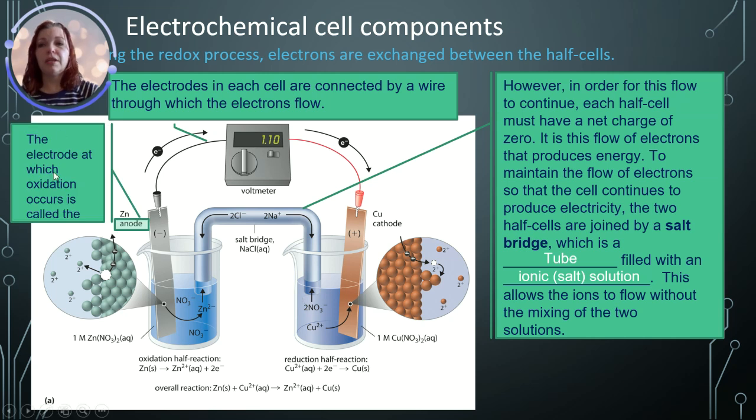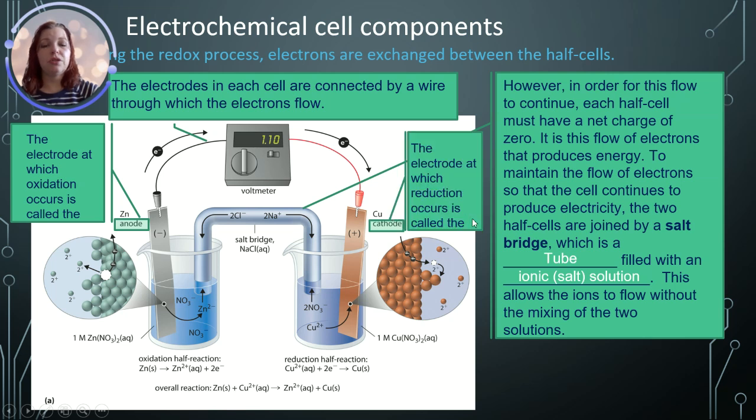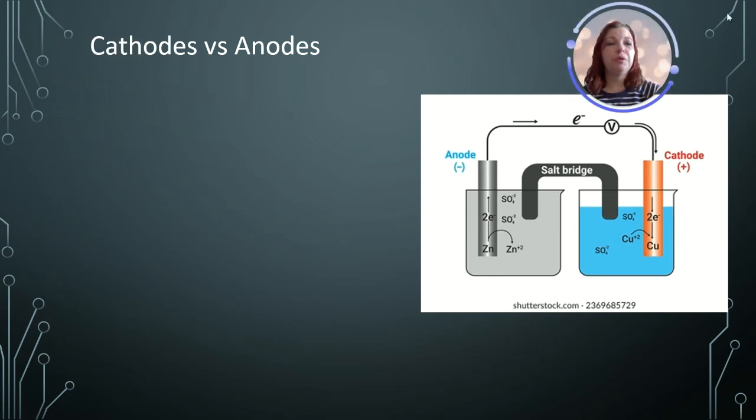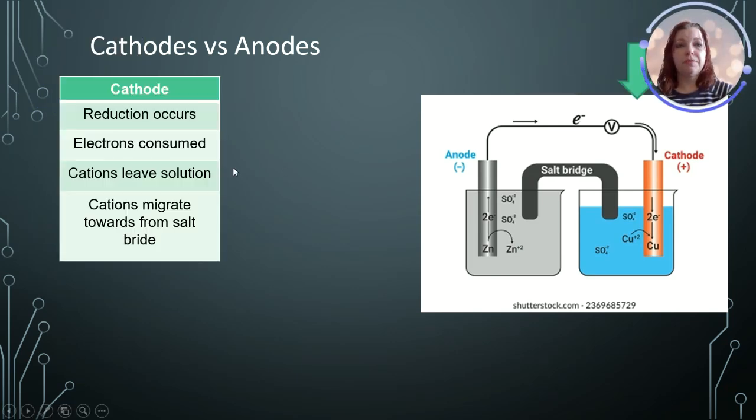Okay, so then the electrode at which oxidation occurs is called the anode, and the electrode at which reduction occurs is called the cathode. So let's talk a little bit more about cathodes versus anodes. So the cathode is where reduction occurs. All right, so this is this side, so that's what we're going to focus on first.